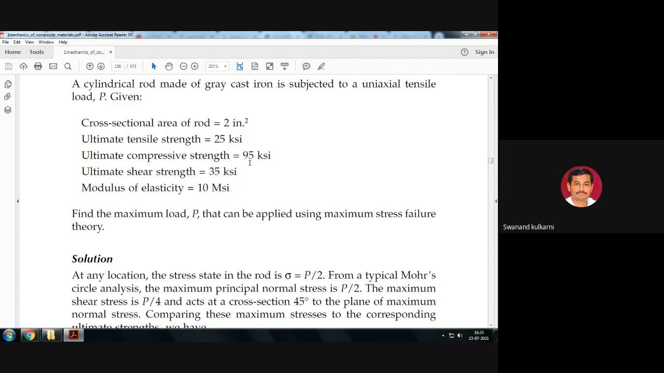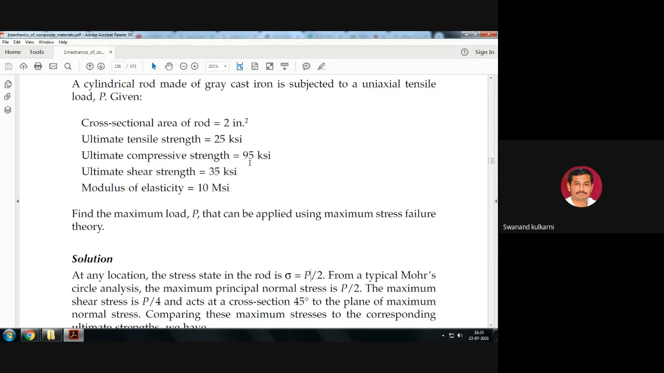Here one example is given, that a cylindrical rod is given. This cylindrical rod, which is made from gray cast iron, is subjected to a uniform uniaxial tensile load. We know what is meant by uniaxial, biaxial, and triaxial.